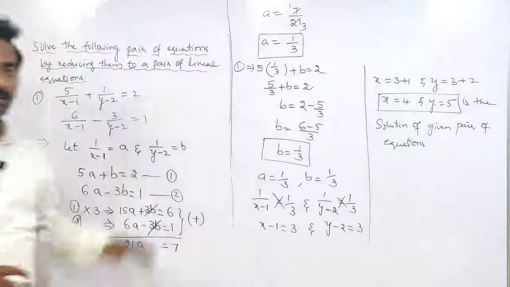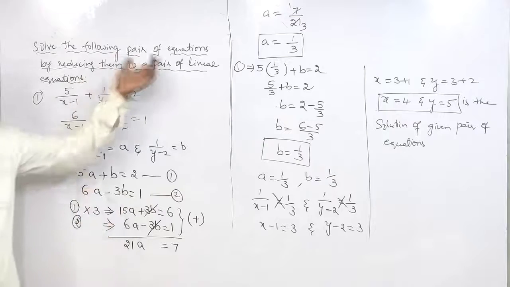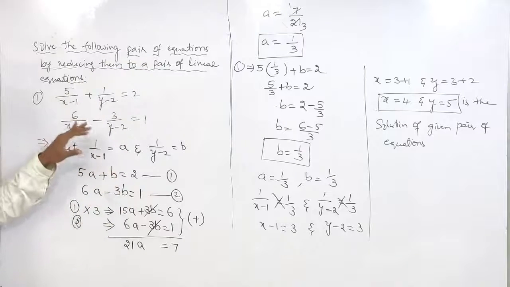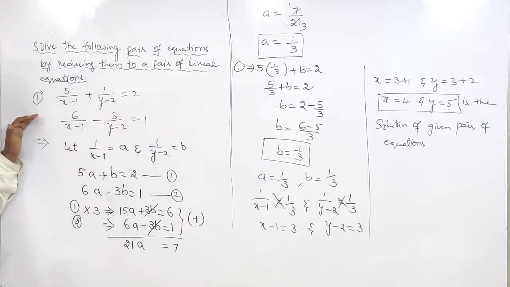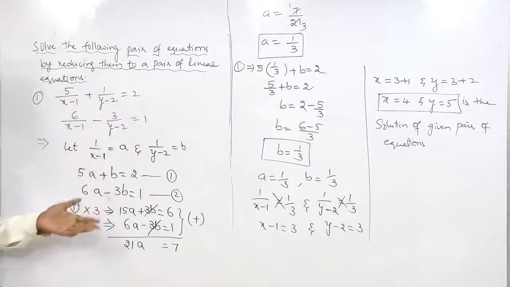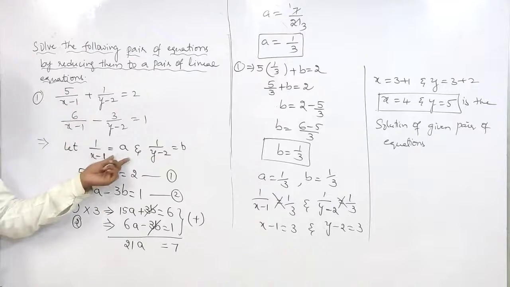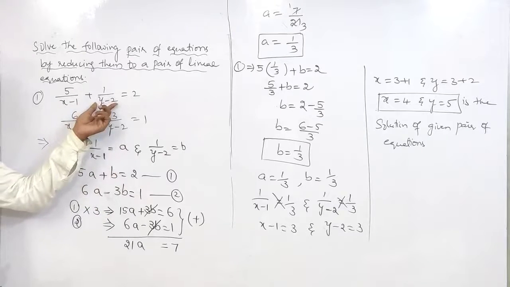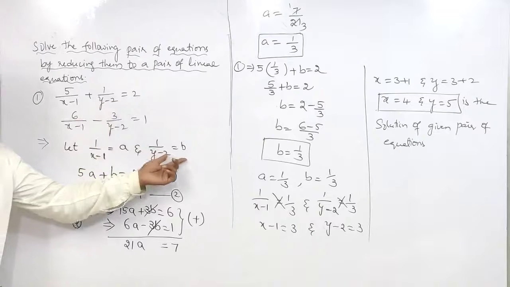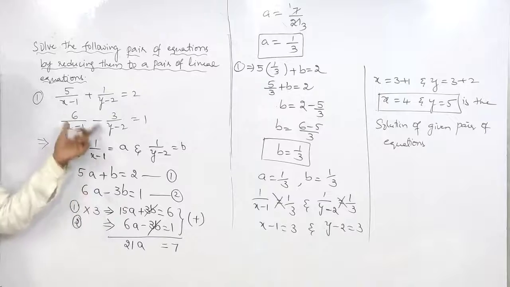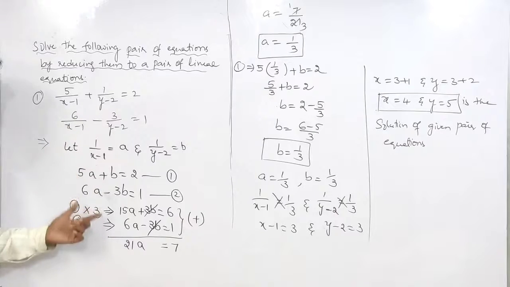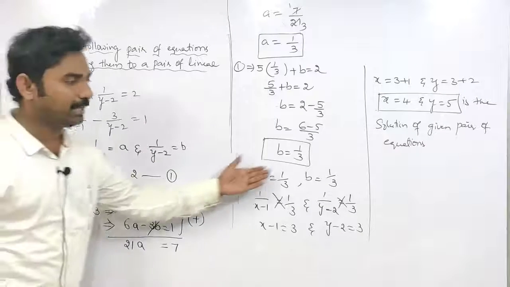So this is the way we find the solution for a pair of equations which are not in linear form. First, we make them into linear form. How? The fractional part is taken as some a, and one more fractional part is taken as b. Then we get equations in linear form, first equation and second equation. After solving these two equations, I get the values of a and b.